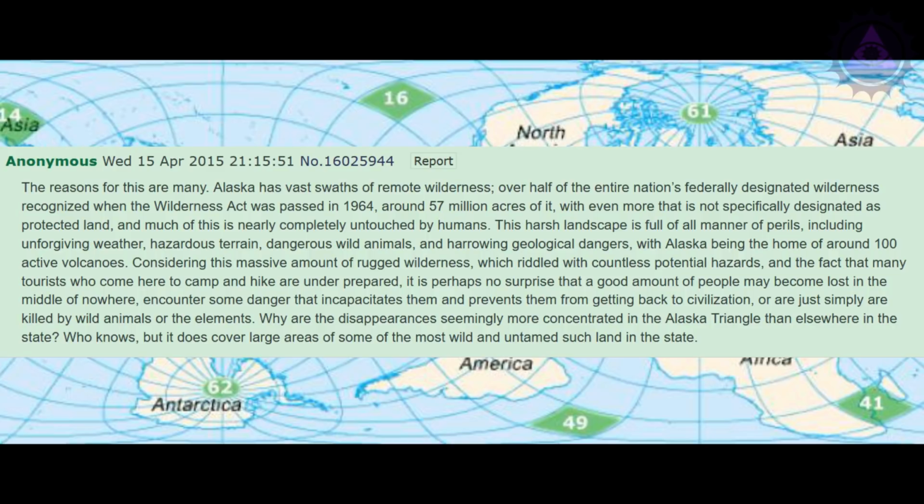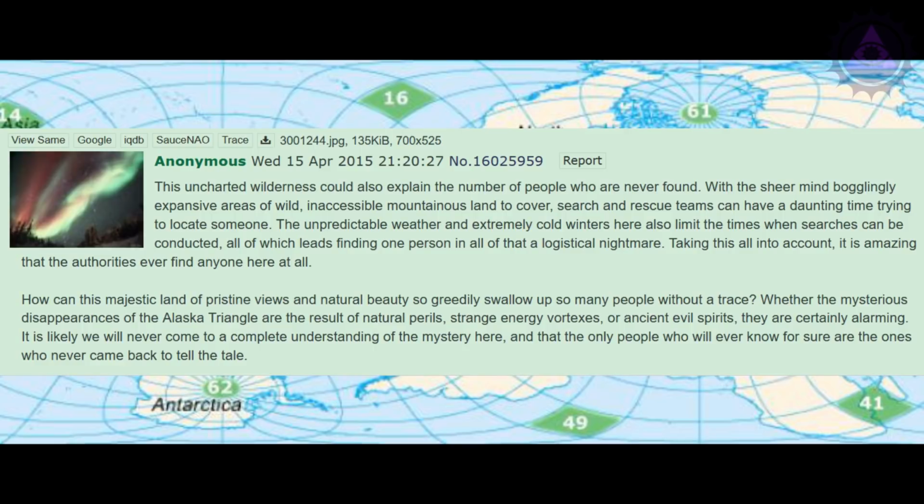Considering this massive amount of rugged wilderness, which is riddled with countless potential hazards, and the fact that many tourists who come here to camp and hike are underprepared, it is perhaps no surprise that a good amount of people may become lost in the middle of nowhere, encounter some danger that incapacitates them and prevents them from getting back to civilization, or are simply killed by wild animals or the elements. Why are the disappearances seemingly more concentrated in the Alaska Triangle than elsewhere in the state? Who knows, but it does cover large areas of some of the most wild and untamed land in the state. This uncharted wilderness could also explain the number of people who are never found.